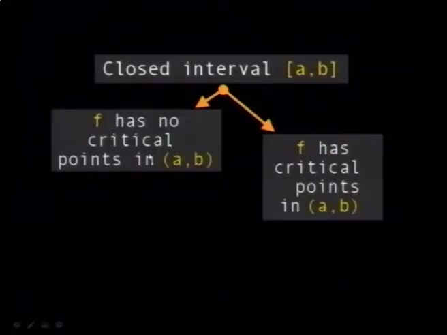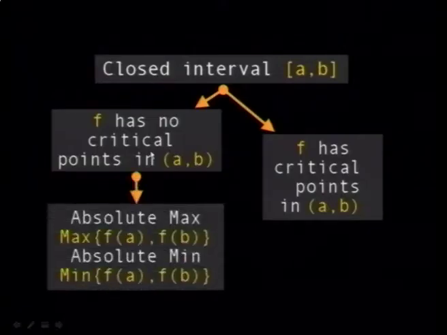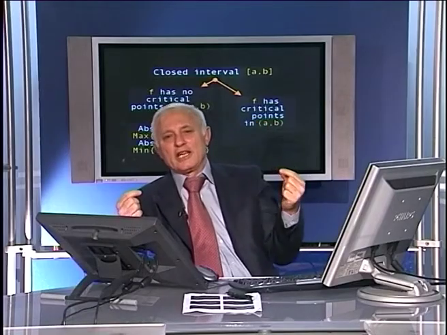So if the function has no critical points, then sure, the absolute maximum will occur at either the point A or the point B. Since f dash is not equal to 0, it will be all the time increasing or decreasing. So the maximum occurs only at the endpoints, if f is defined on a closed interval and yet there are no critical points.